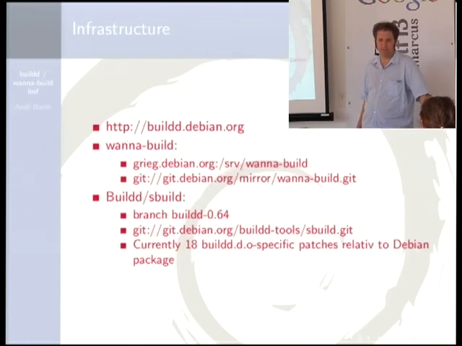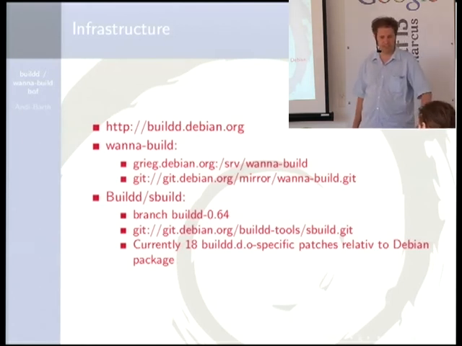I already said about the website. We have wanna-build, which is on ftp-master.debian.org, where every developer could access it, and it's in a Git archive where everybody could access it. We have buildd and sbuild. As I said before, we have a few differences to the packages in Debian. They are stored in a common Git repository. However, we live on the branch build-0.64, and we currently have 18 specific patches relative to the Debian package.